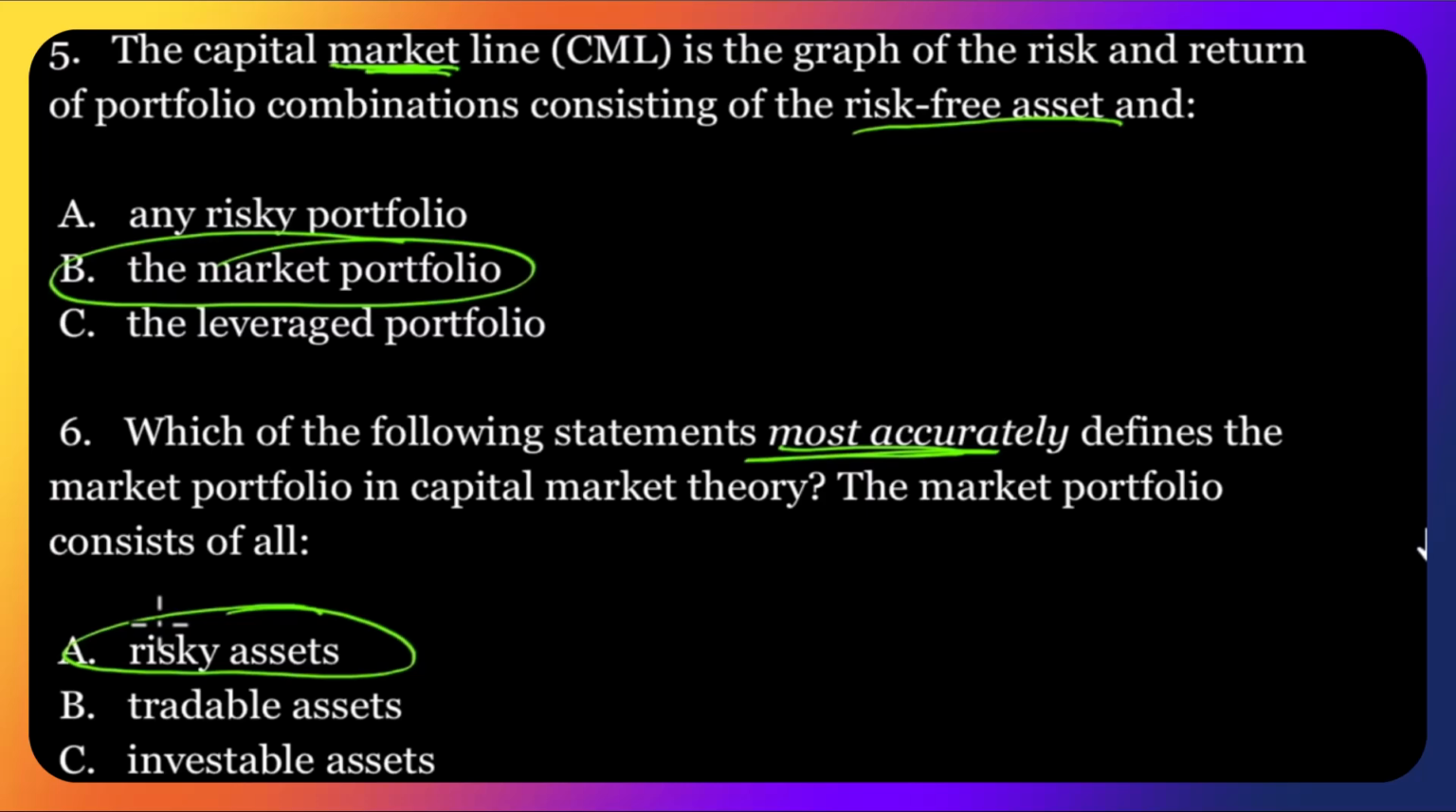The portfolio of all risky assets are those assets that are tradable and investable. So risky assets are tradable and investable assets. Tradable assets are just tradable assets. Investable assets are just investable assets. Risky assets are ones that are both tradable and investable. Since we're looking for most accurate, the most encompassing definition. So if you think about it as Venn diagrams, there's risky assets. Here are all your tradable assets. Here are all your investable assets. Obviously, they're inside the grouping for risky assets.